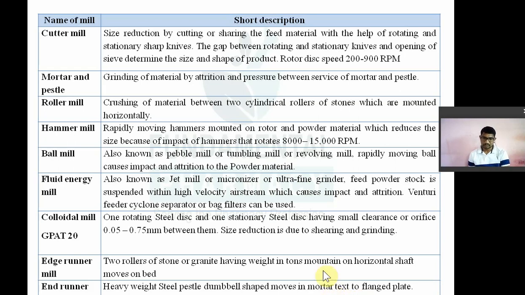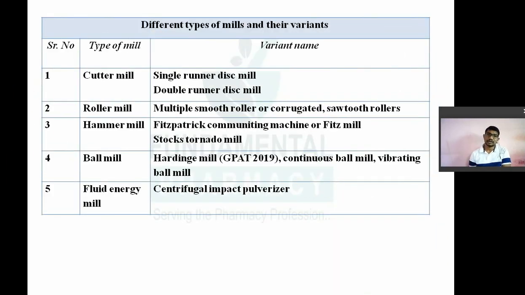Next one is the different types of mill and their variants. This chart is again important. There was a question in GPAT 2019 on this. So we have cutter mill and its variants.